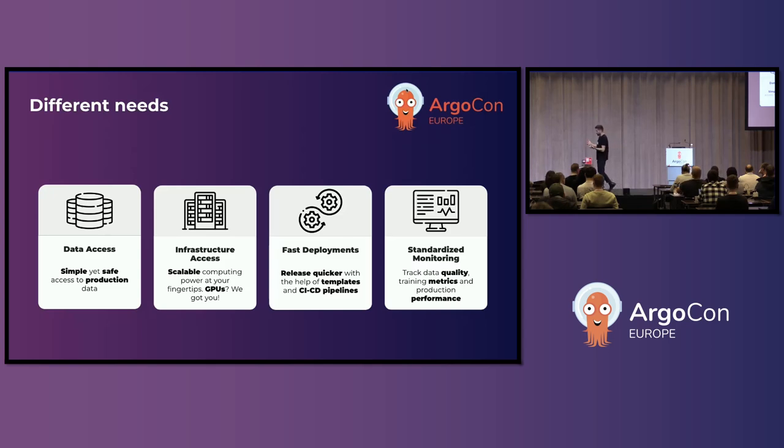We want to track data quality. You don't want to train a model if your data quality is not good, if you have a problem with the data, because then the model would probably not be good. You want to track the metrics of your ML model, and you also want to track the production performance. So let's make sure that your P99 didn't go from 50 milliseconds to 2 seconds if you want to promote a model. So those are the needs we have.